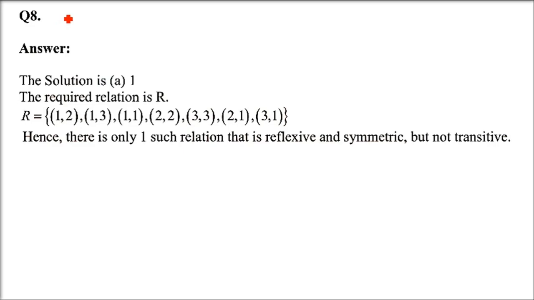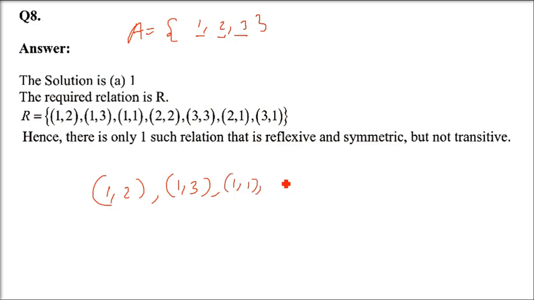Question number 8. Let A equals {1, 2, 3}. The number of relations containing (1, 2), (1, 3) which are reflexive and symmetric but not transitive. So set A is given as {1, 2, 3}, and it is also given that (1, 2) and (1, 3) are already there. First it has to be reflexive. So you have to add (1, 1), (2, 2), (3, 3) in order for this relation to be reflexive.